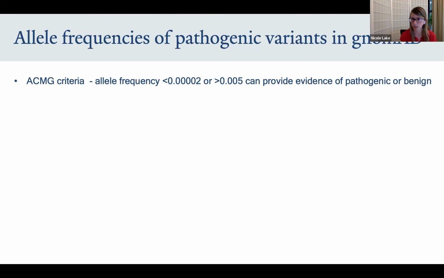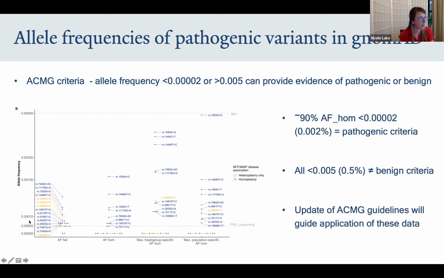We also took a closer look at the allele frequencies for these variants to see how they aligned with the ACMG criteria. What you're looking at here are the allele frequencies for the pathogenic variants we saw, categorized into different groups, and colored by their disease association status. Those that are only reported to cause disease at heteroplasmy and are never seen at homoplasmy are colored in orange, and those that are known to cause disease at homoplasmy are in blue.